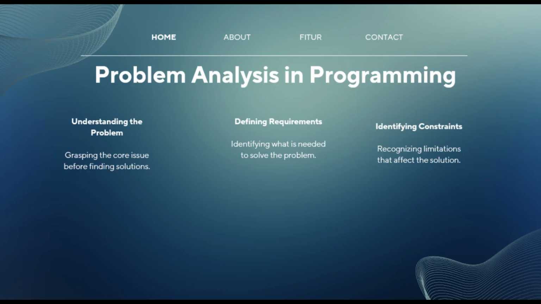Now we talk about problem analysis in programming. Here are a few steps for problem analysis in programming. First, understanding the problem. Find the core issue before finding the solution. Define requirements. Identify what is needed to solve the problem. Identify constraints. Recognizing limitations that affect the solution.